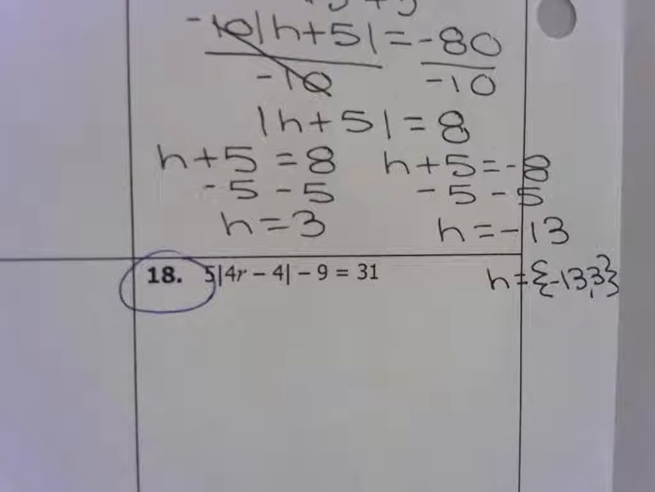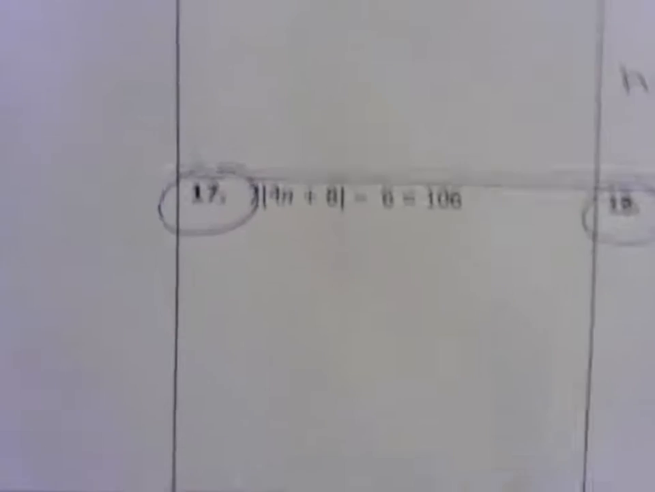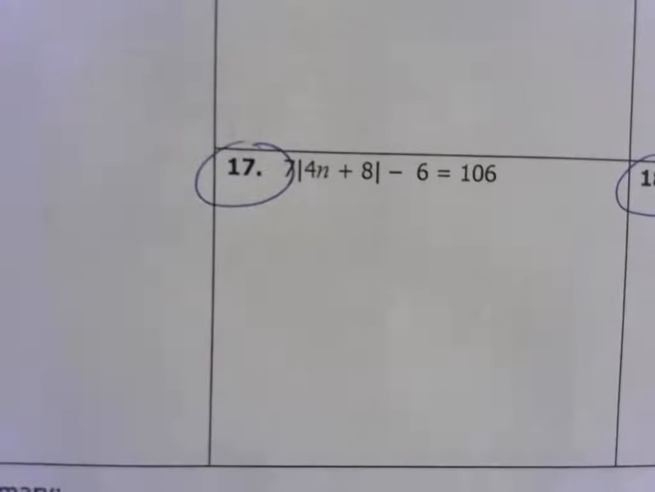Okay, so let's go ahead and look at number 17. So, first of all, I notice I have those vertical lines. Those are absolute values. So I know I will probably have how many answers? 2. Anytime you see absolute value bars in an equation, you'll probably have 2 answers. Do not just treat it like a normal equation.